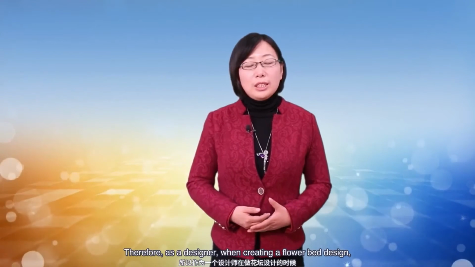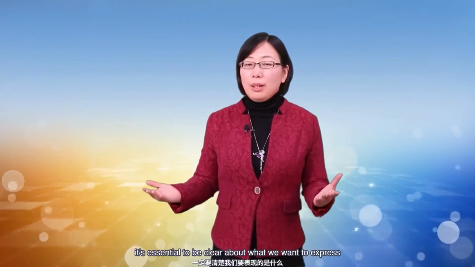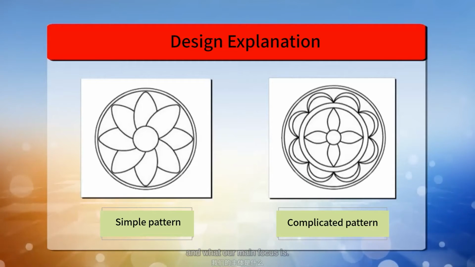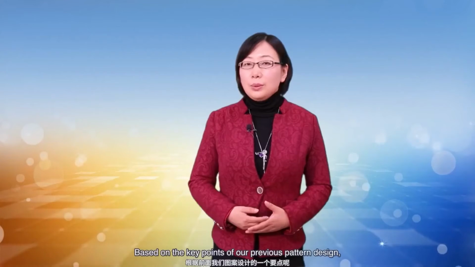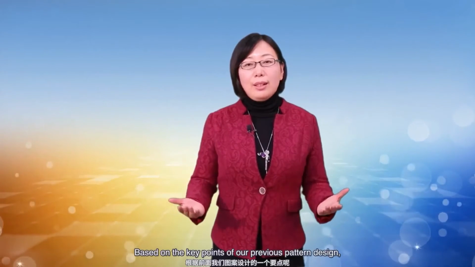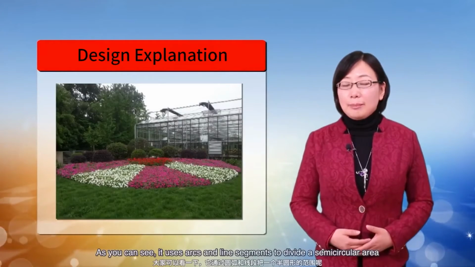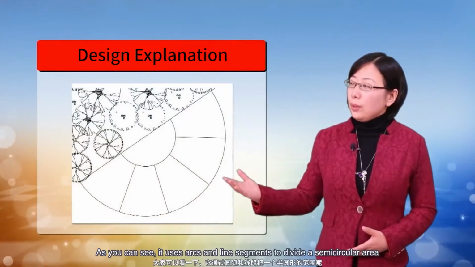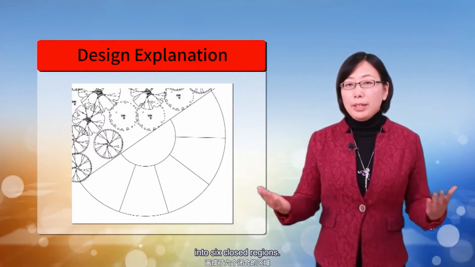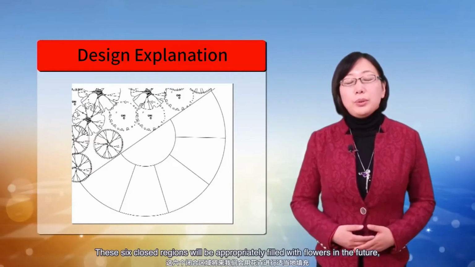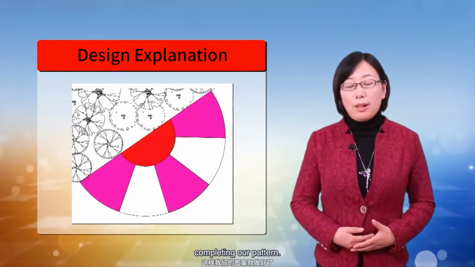Therefore, as a designer, when creating a flower bed design, it's essential to be clear about what we want to express and what our main focus is. By making thoughtful choices, we can create excellent designs. Based on the key points of our previous pattern design, we will create a design plan for our campus flower bed. As you can see, it uses arcs and line segments to divide a semicircular area into 6 closed regions. These 6 closed regions will be appropriately filled with flowers in the future, completing our pattern.